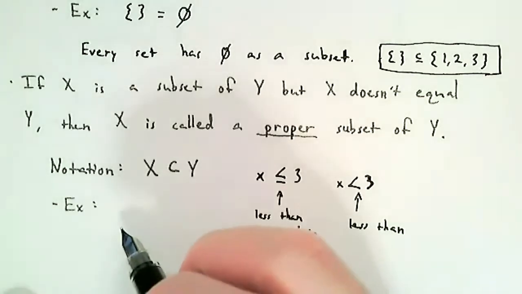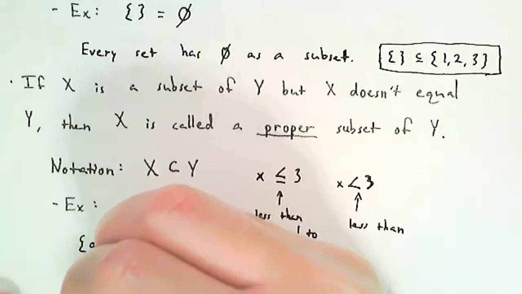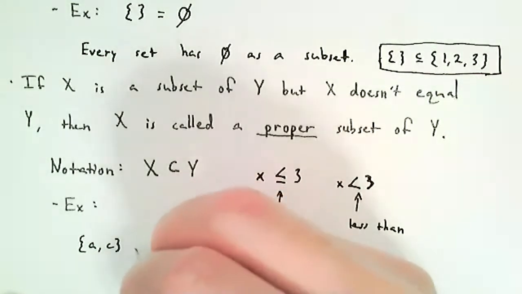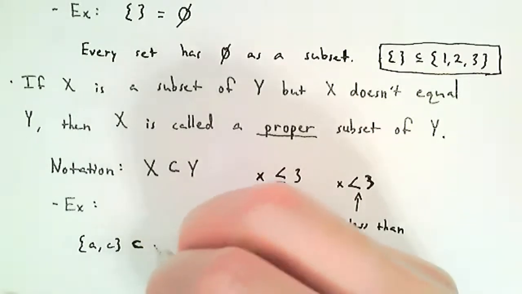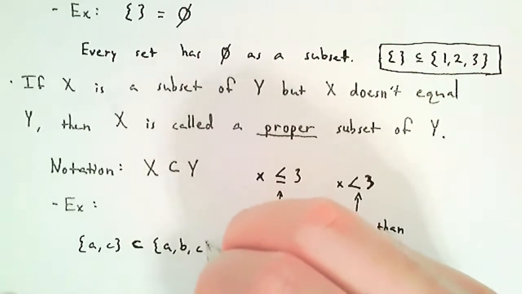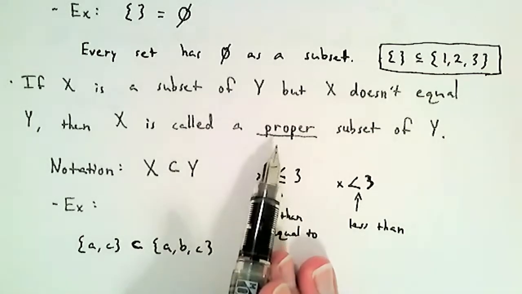Okay, so to pick a small example for this, we can have a little set with maybe 2 letters in it, A and C, and this is a proper subset of this one, with the first 3 letters of the alphabet in it. So all of these letters are in this set, but this set has an extra letter, B, and B is not over here. So that's what makes it a proper subset.